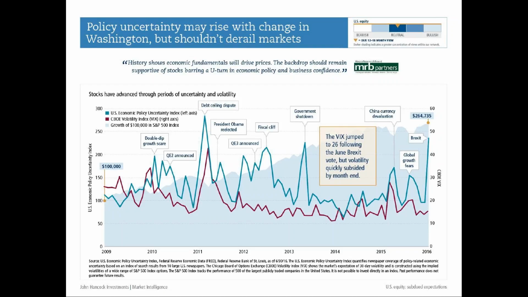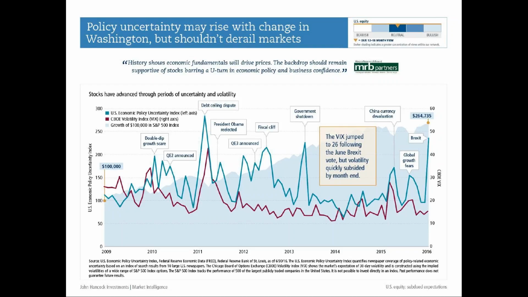politics keep popping up. And charted over time, and this is since 2009, you can see that there have been many times that economic policy uncertainty has spiked here in the United States. I mean, when you look back, it's kind of amazing. Since 2008, what's happened? Whether it's a double dip growth scare, that the Fed's done QE, a debt ceiling dispute, Obama was elected, so we've already had one election through this bull market.